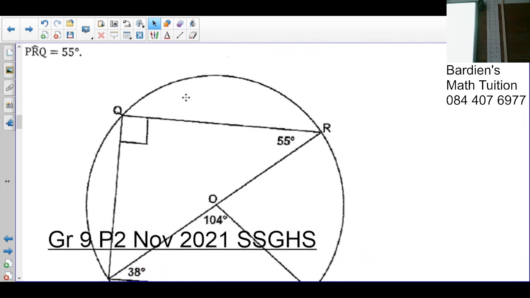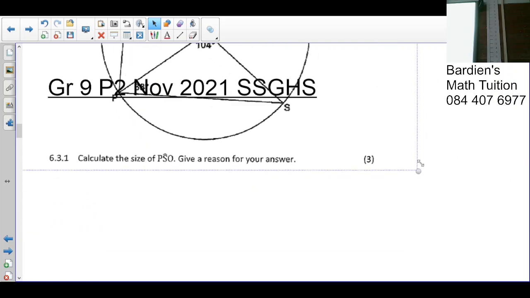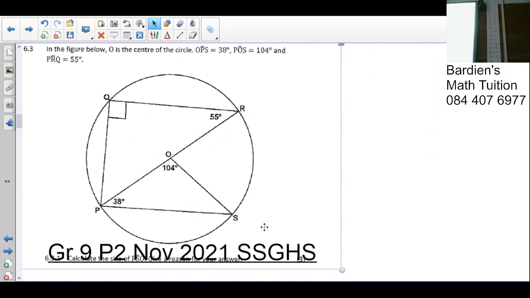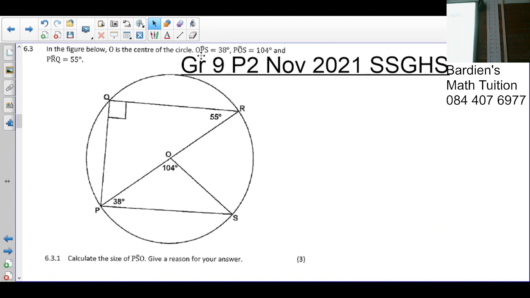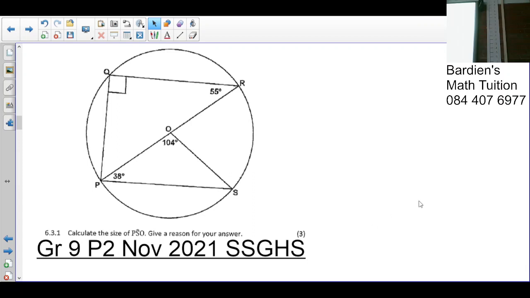People, 6.3. In 6.3 we are told that in the figure, O is the center of the circle. So here we are told that O is the center of the circle. PS is 38, OS is 104, and PRQ is 55. The question says calculate the size of PSO. So how do we calculate the size of PSO?